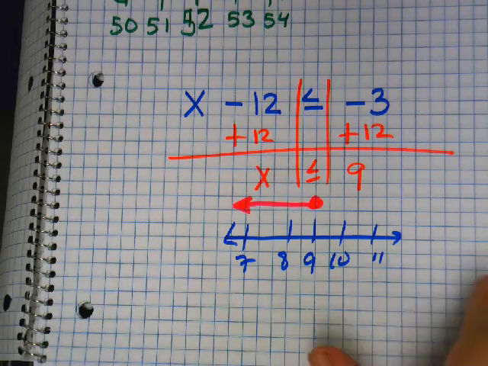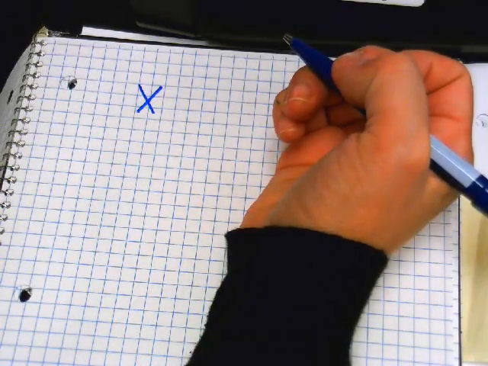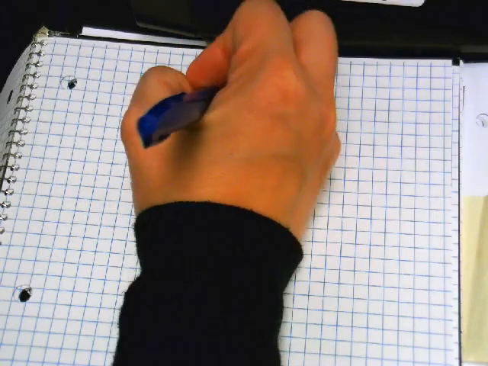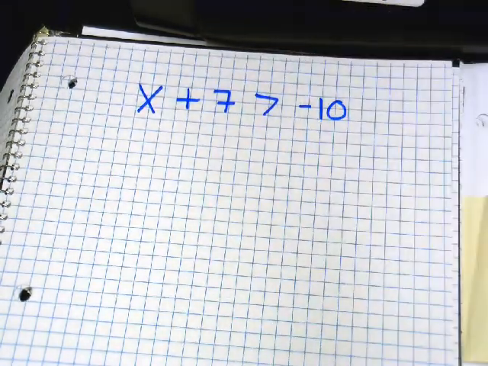All right, let's do a hard one. Oh, come on. It's so much fun. It's so much fun. X plus 7 is greater than negative 10.